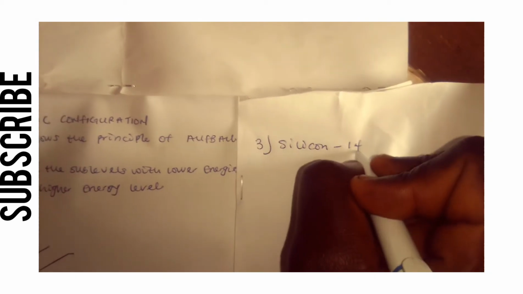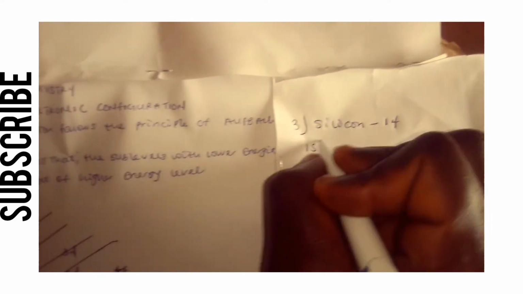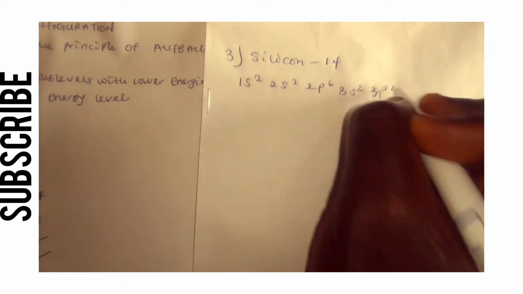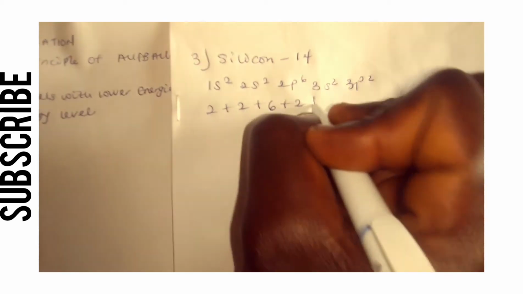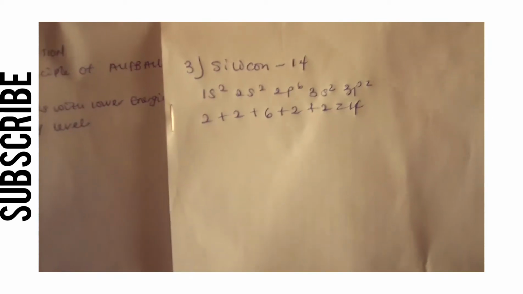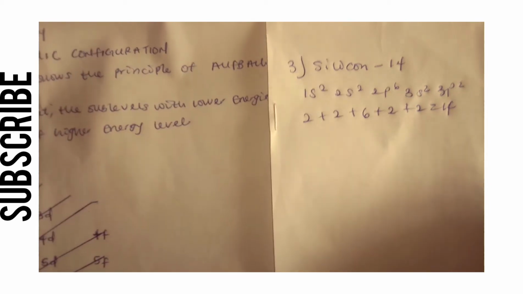Silicon. It has an atomic number of 14. Therefore, 1s2, 2s2, 2p6, 3s2, and 3p2, where 2 plus 2 plus 6 plus 2 plus 2 is equal to 14. Now, one of the advantages of the electronic configuration is its ability to help us determine the group, period, and block an element belongs to in the periodic table.